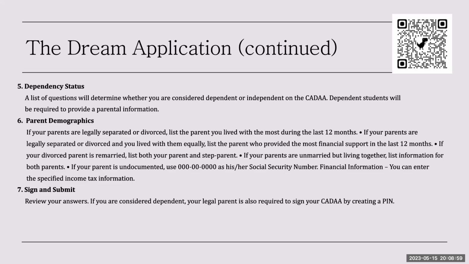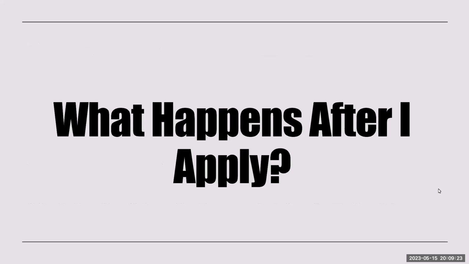For the financial information, you're going to enter the information for the specific tax year. If they're tax filers, or if they're not tax filers and they're not required to file taxes, then you would answer accordingly. You'll want to make sure that you sign and submit. And if you're dependent, your parent is going to go back to that homepage and sign your DREAM application using their PIN number. So what happens after you apply?